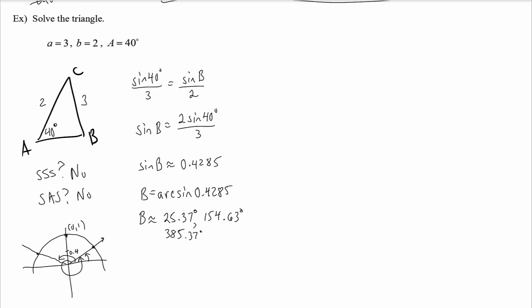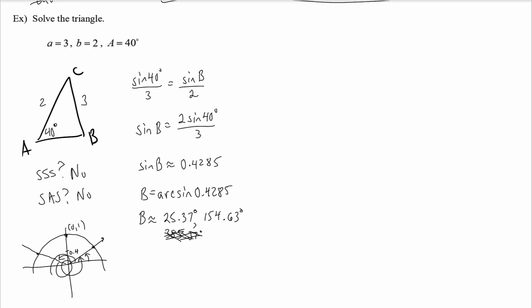But wait, I could add 360 to the one I got earlier. But by now, hopefully you realize we're talking about a triangle. A triangle can't have a 300 degree angle in it. So that's not possible. So every other answer I would get to this equation would be an angle that doesn't make any sense for a triangle. So I don't care about any other answers other than 25.37 and 154.63. Those are the two possible angles for angle B.